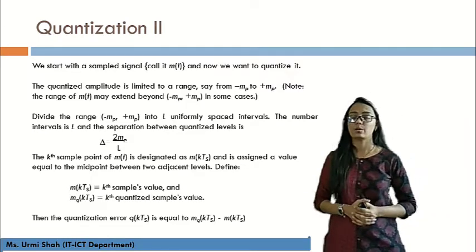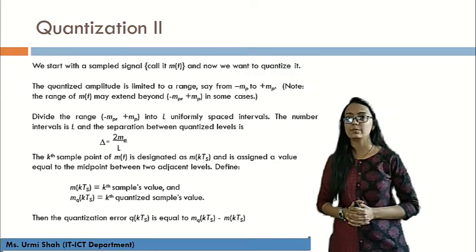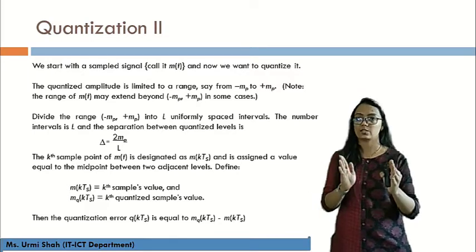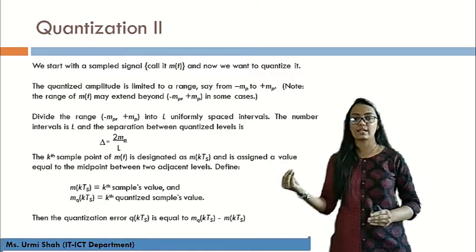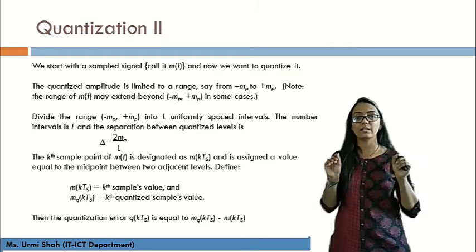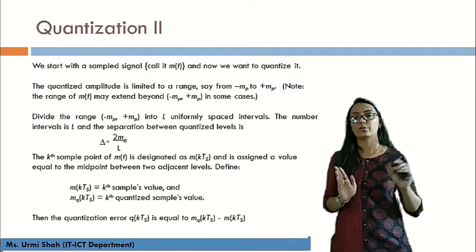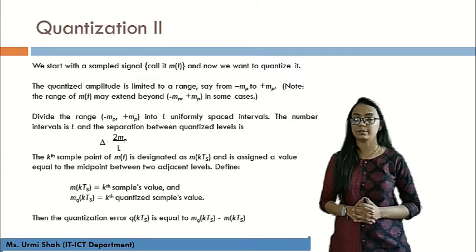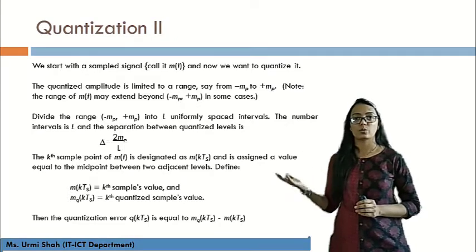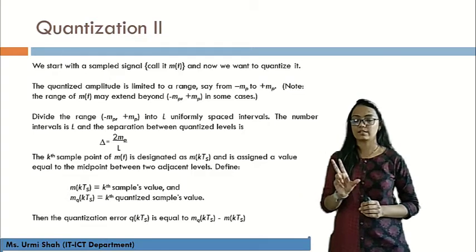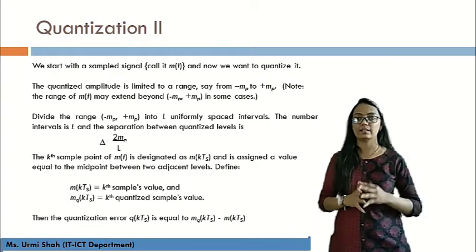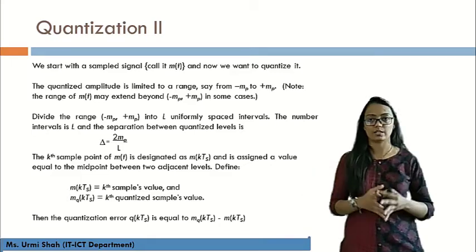Moving ahead, the quantized amplitude is limited to a certain range, that is from minus m to plus m. It will have some range of variation where and where only our signal will be represented. So it can be between a certain range, and if you extend it, then we can extend our range.